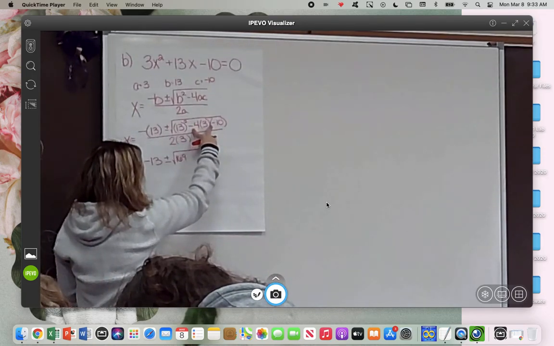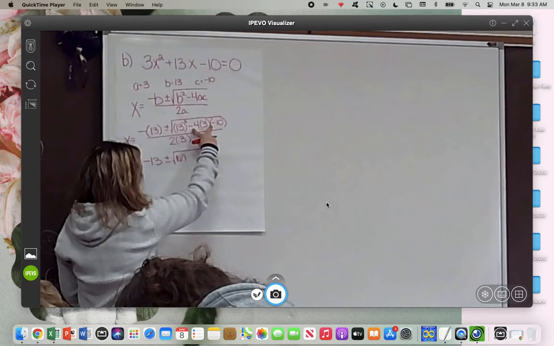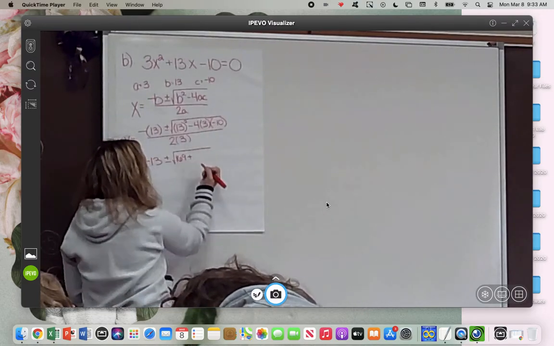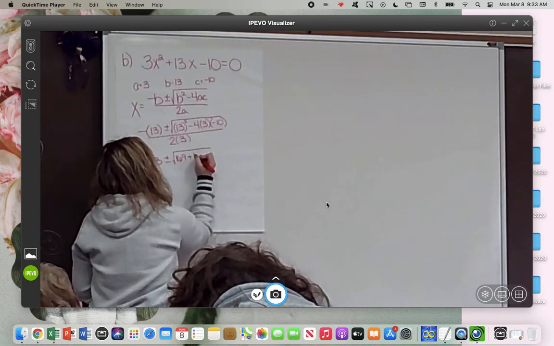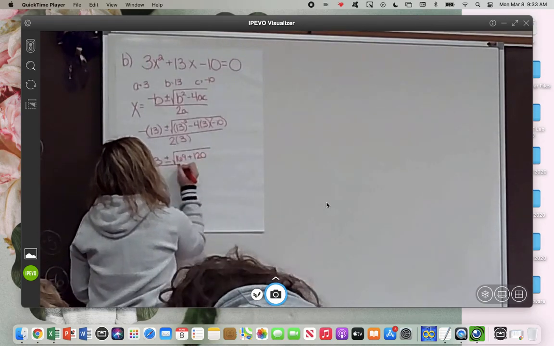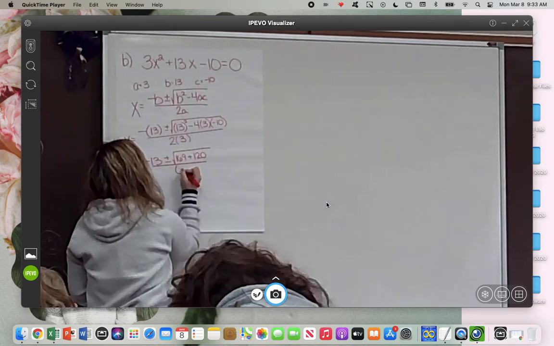What happens when you have 2 negatives? It is a positive. Now what is 4 times 3 times 10? 120. And we're going to divide by 2 times 3, which is 6.